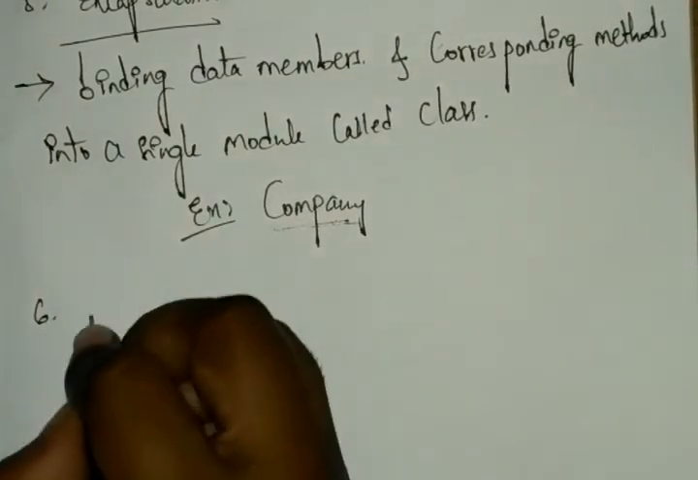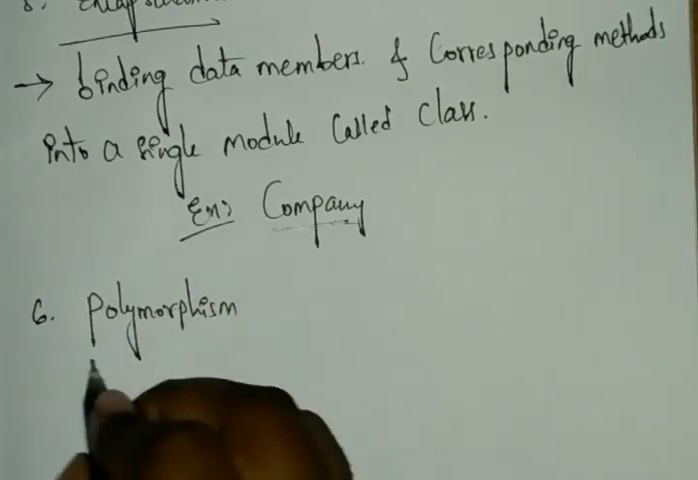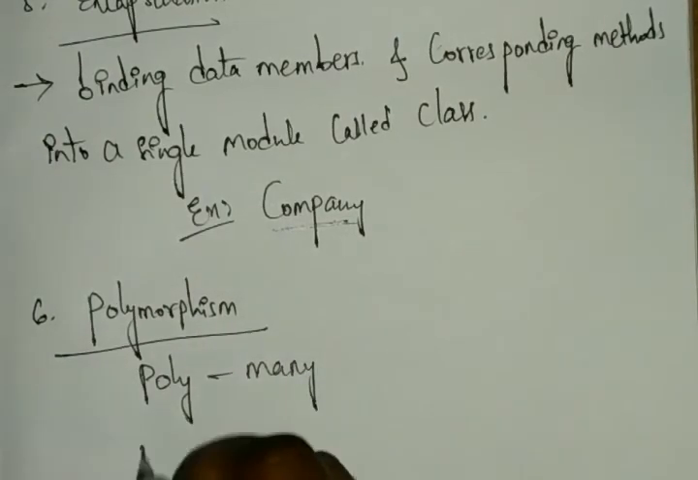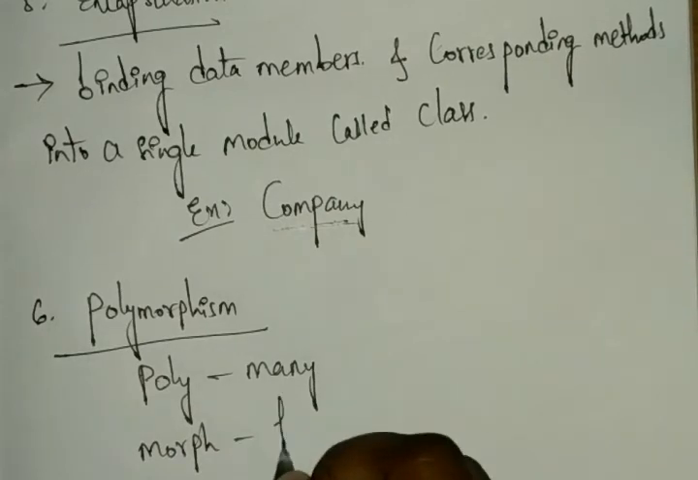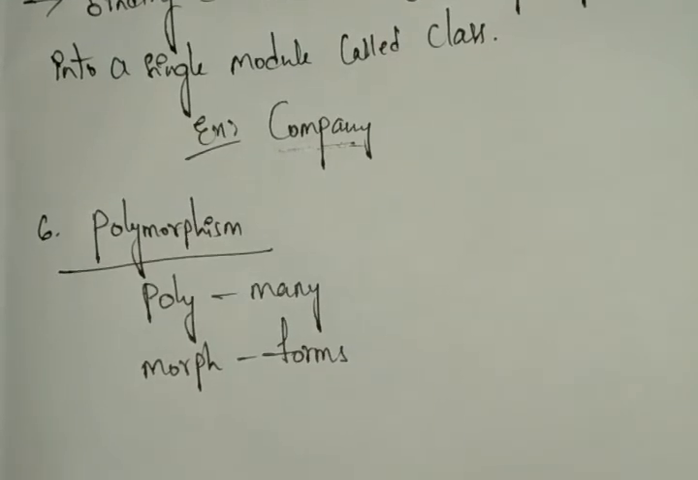So in polymorphism, first, what is poly here? Poly means many, morph means forms. By using polymorphism we can perform many forms, or else multiple forms at the same time. By using polymorphism we can design and implement systems that can be extended more easily.